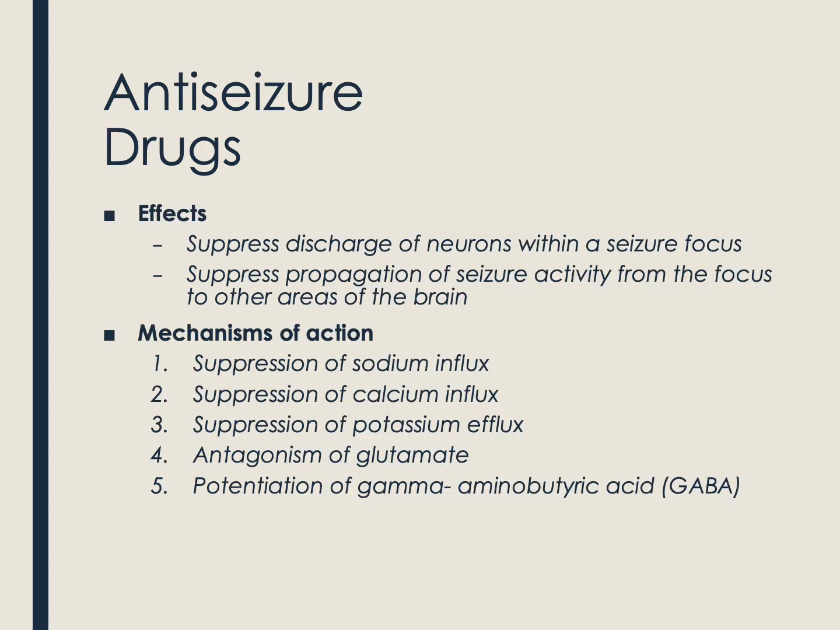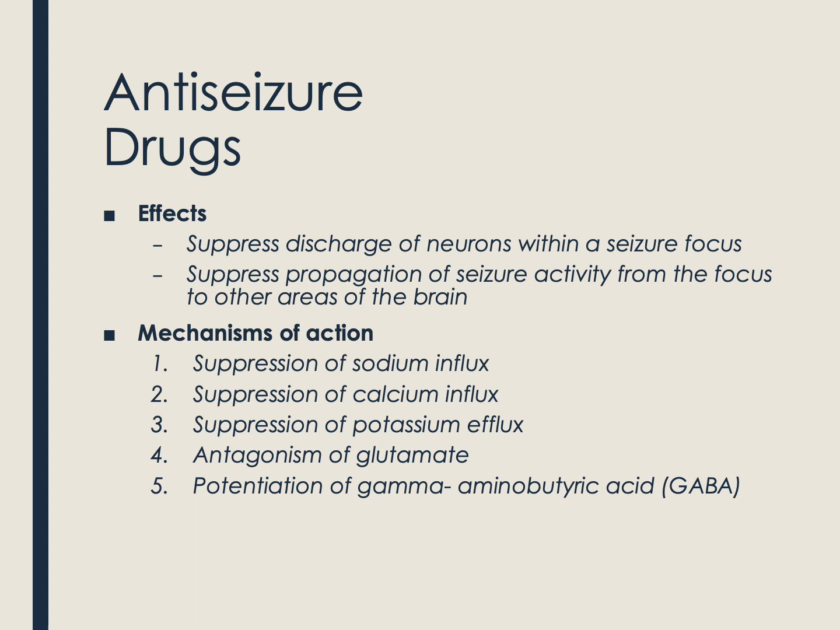So our first question becomes, how do these anti-seizure drugs work? We know from long-term historical research that most anti-seizure drugs are going to suppress the discharge of neurons within the seizure focus, as well as suppressing the propagation of the seizure activity from the focus area to other areas of the brain. Until recently, we didn't know that these effects were achieved by 5 different mechanisms of action.